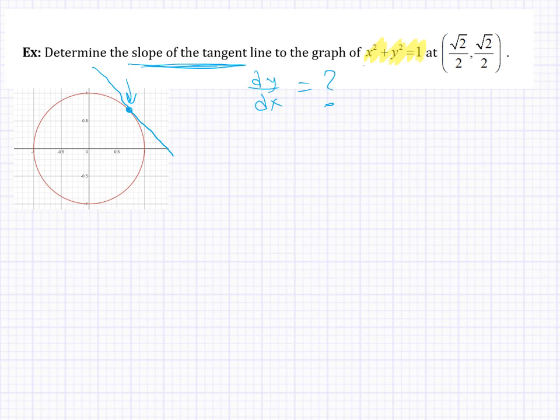But this is an implicit equation. So in order to do that, we need to do implicit differentiation. Now, can we write this in explicit form first and then find the derivative using explicit differentiation? Sure, we can. But this whole lesson is about practicing implicit differentiation, so we're not going to do that. So we're going to look at this as x squared plus y squared equals 1. We're going to take the derivative with respect to x on both sides.